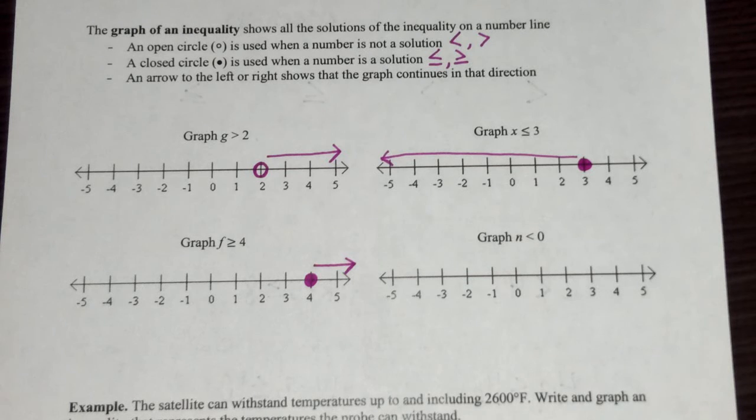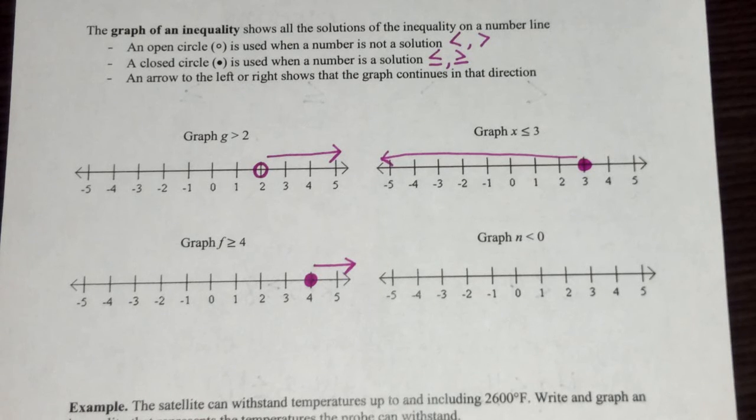And if you're confused on which way it's going to go, you can always plug one of these numbers in. Like if we plugged 1 in, it would say 1 is greater than or equal to 4. Since we know that's not right, we know that it's not going to go this way because 1 isn't a solution. But if we plug in 5, we would say 5 is greater than or equal to 4, which does make sense, which means 5 is a solution. Go ahead and do this last one on your own. Graph n is less than 0.